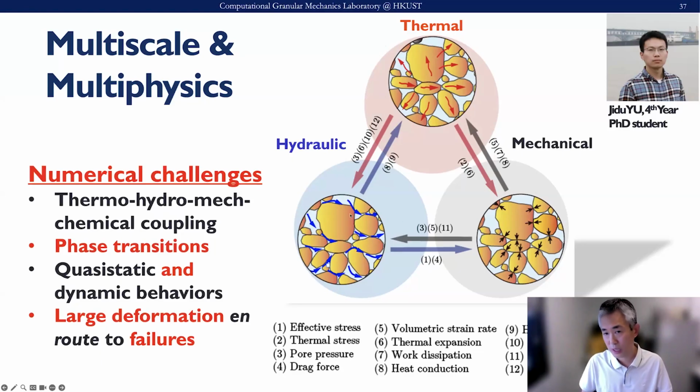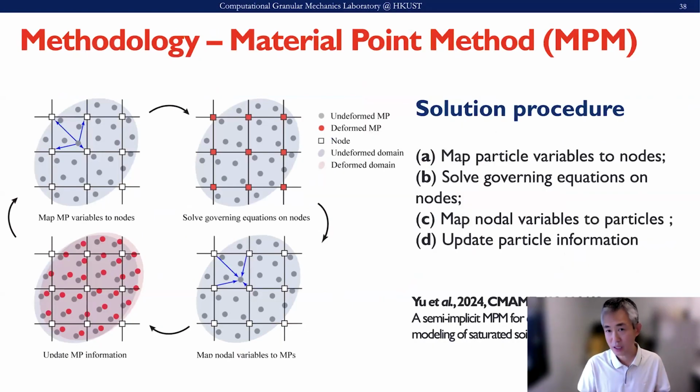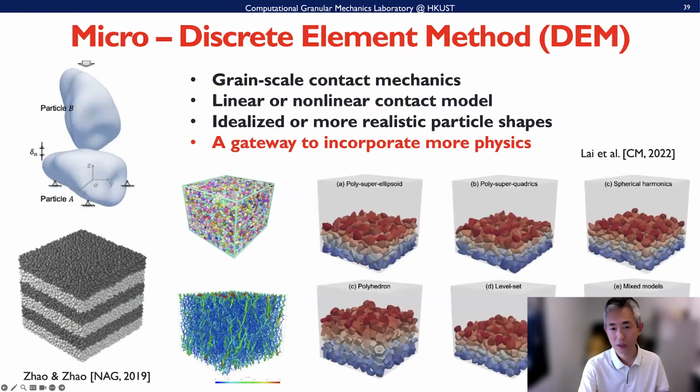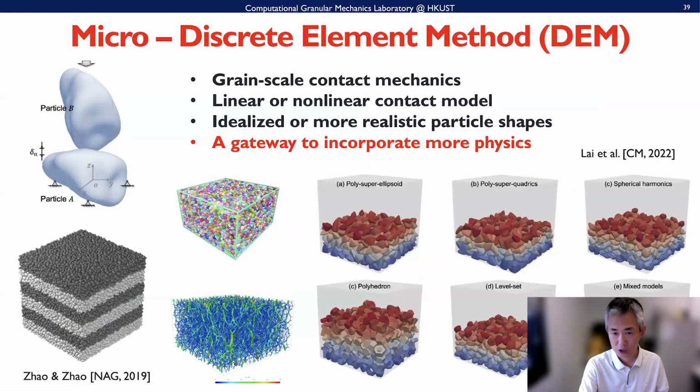And then when we consider thermal hydromechanical coupling, as I showed here, it involves a much more complicated physical process and physical properties and attributes, right? So this is a recent work by my fourth year PhD student, Jidu Yu. He just defended his PhD, and now is actually Dr. Yu. Again, we use MPM as the continuum level solver, and we use DEM for the particle level, and we couple the two together.